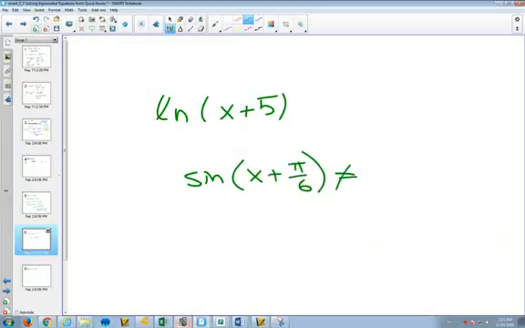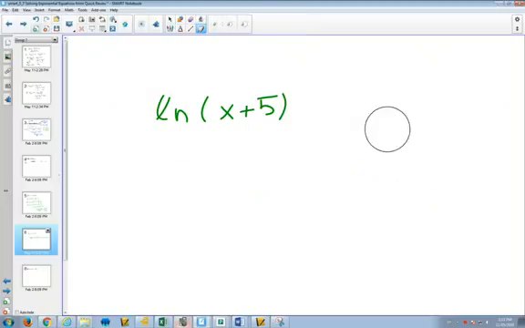This is not equal to this, for the same reason. Sine by itself isn't a number. It's a function, and functions aren't something that you distribute. If you have sine of x plus pi over 6, the only thing you could do is use your sum and difference identity: sine x cos pi over 6 plus cos x sine pi over 6. But you wouldn't be able to distribute, because then you're making up math.